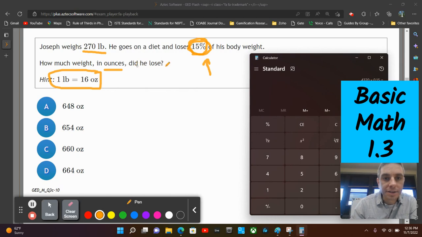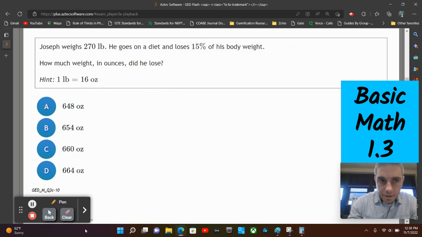How much weight in ounces did he lose? So 648 is A. Okay, so now we are going to calculate this by hand and just following the same steps I did with the calculator.